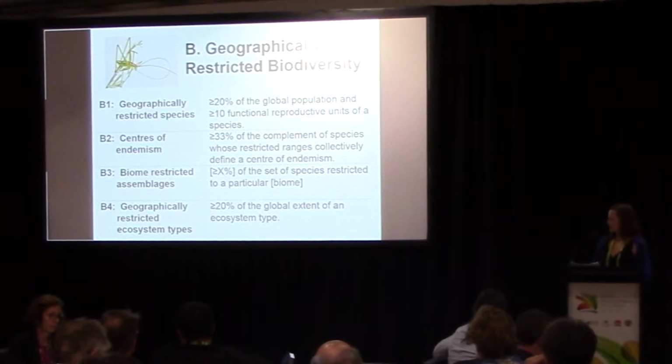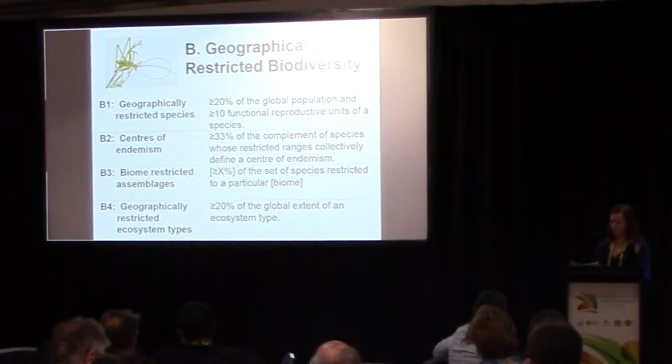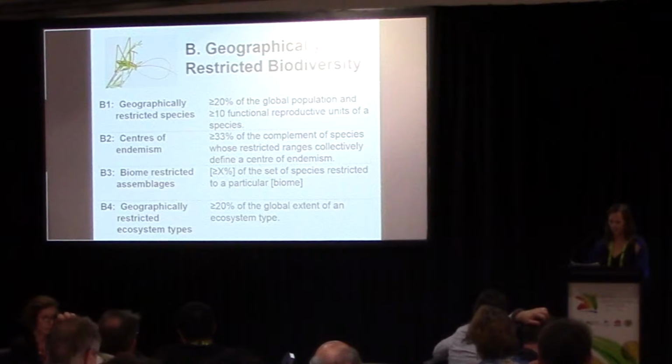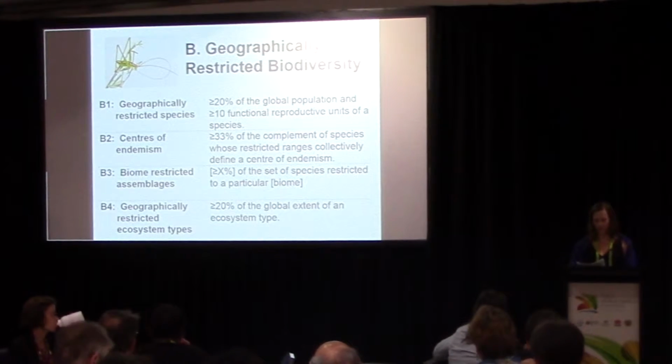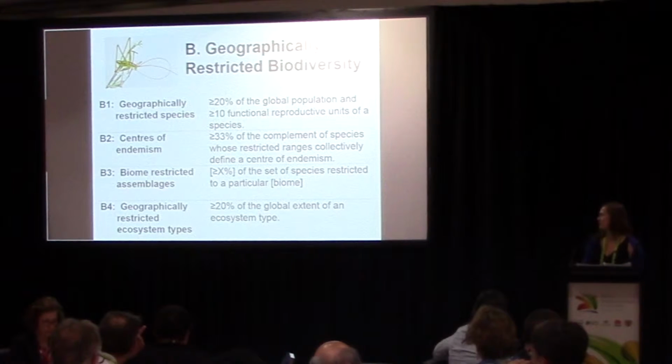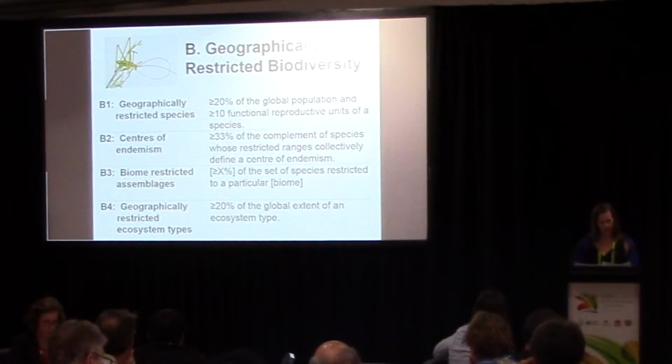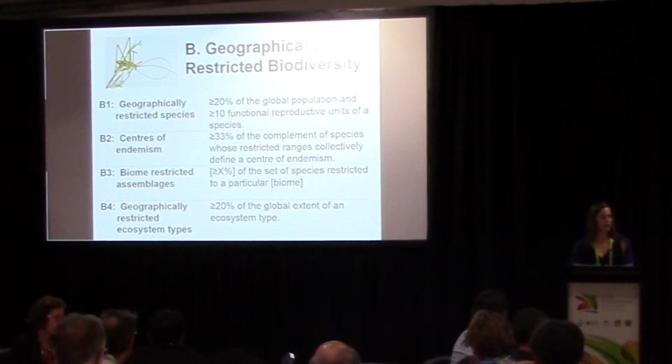So criterion B3 aims to identify sites holding relatively intact species assemblages that are restricted to particular biomes. Work is still underway to determine an appropriate definition of biomes for application of this sub-criterion, and hence the threshold proportion of the complement of species is also still to be defined. And this is in square brackets because this is an area where we're seeking particular input in the consultation.